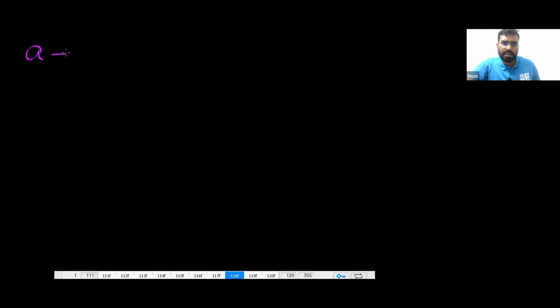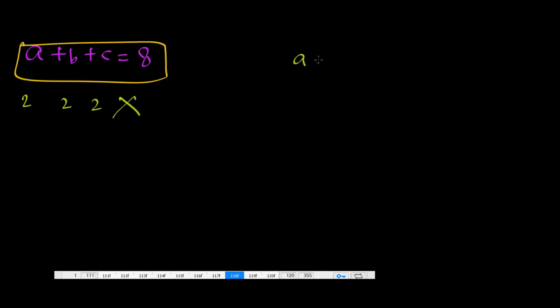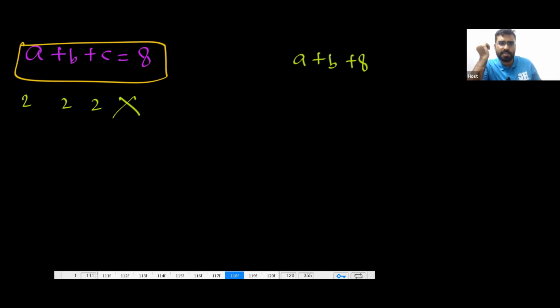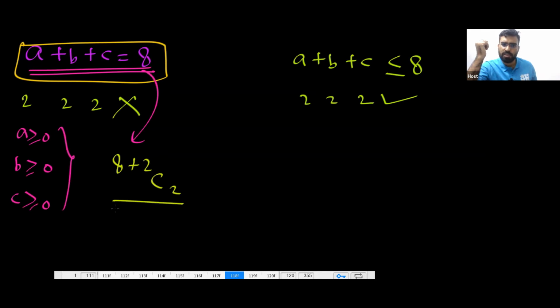If you have this, for example, A plus B plus C equal to 8, this is your equation. For this equation, is this solution valid? 2, 2, 2. Is this solution valid? This solution is not valid. But if I give you this equation, A plus B plus C less than equal to 8, is this solution valid? Yes, this solution is valid. So you can notice it's like this. For this, we know the answer. If A is greater than equal to 0, B is greater than equal to 0, C is greater than equal to 0, then for this question, we know the answer. That will be 8 plus 2C2. This will be the answer.